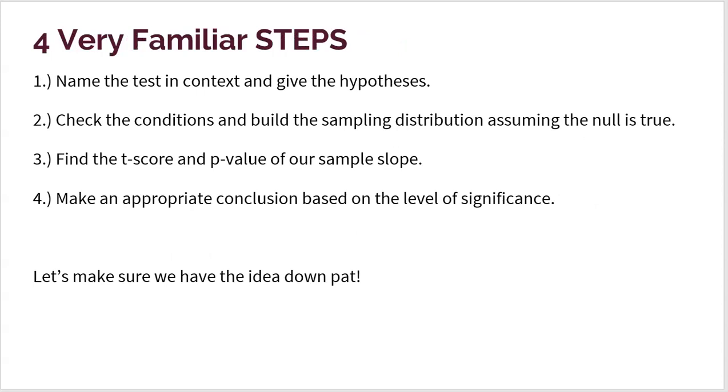Number 1 is naming the test and giving the hypotheses. Number 2 is checking the conditions and building the sampling distribution, assuming the null is true. Number 3 is finding that t-score and the p-value for our sample slope. And then number 4 is making an appropriate conclusion based on the level of significance. Let's make sure we have this idea down pat. You really should understand this idea by now because we've done it countless times.